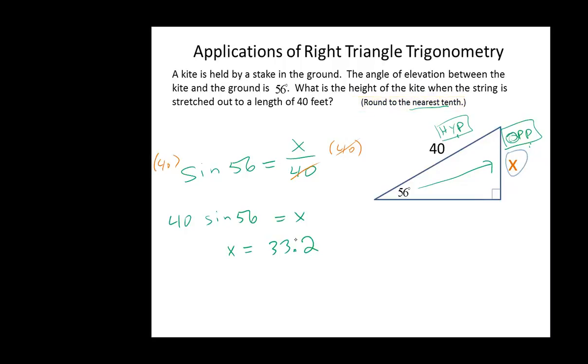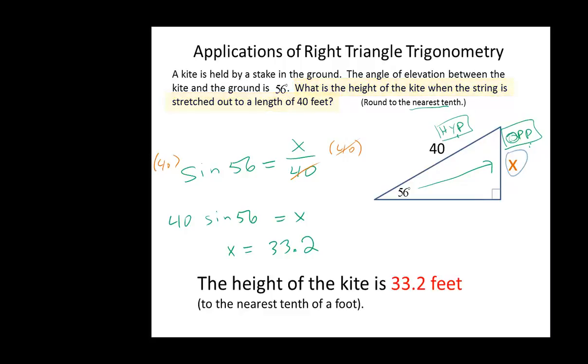But beware, you need to write your answer with some words and some units. So let's see what a good answer would be. Check what is the question here. And once you see what the question is, you should be able to go ahead and get the answer together. The height of the kite is 33.2 feet. And that's to the nearest tenth of a foot.